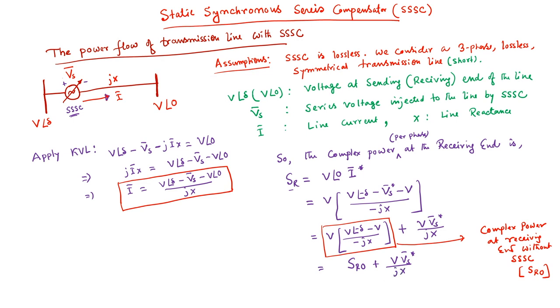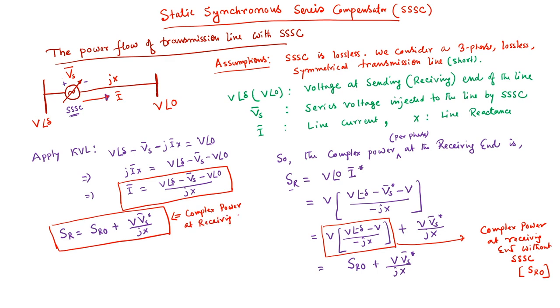Okay. So, if I write this once again, SR is equal to SRO plus V Vs conjugate divided by jX. So, this is the expression for the complex power at the receiving end with SSSC.